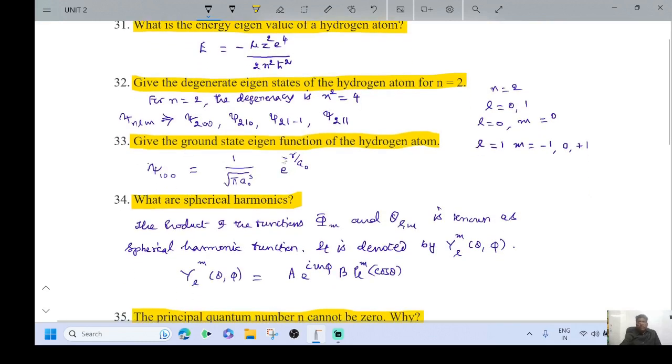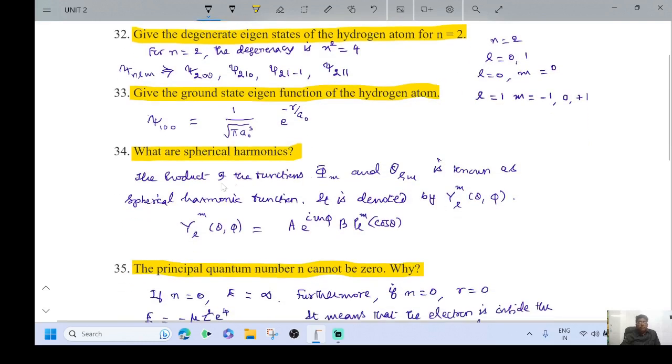Give the ground state eigenfunction of the hydrogen atom. Psi 1,0,0 equal to 1 divided by the square root of pi a0 cube, e power minus r by a0. We have given all other eigenstates in the complete video. If you are really interested, go and capture it.